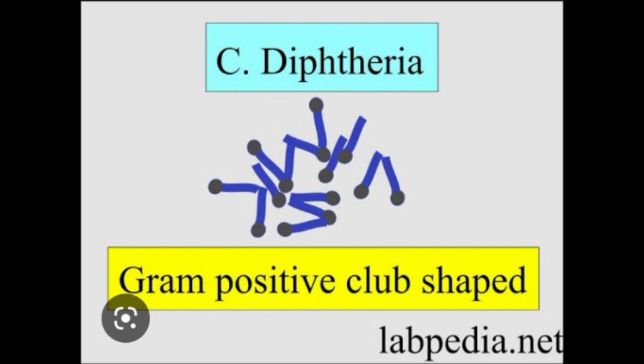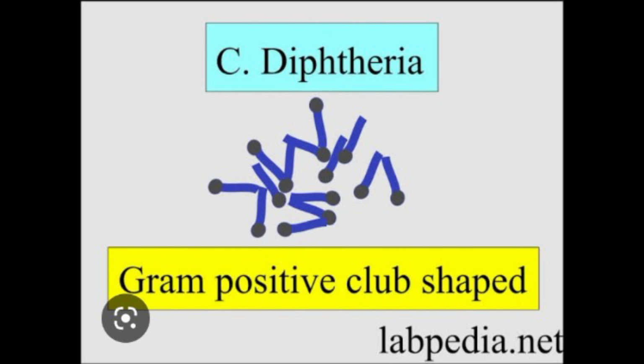Biochemical reactions: glucose positive, maltose positive, lactose negative, mannitol negative, and sucrose negative. The gravis type ferments starch and glycogen, while intermedius and mitis have no action.